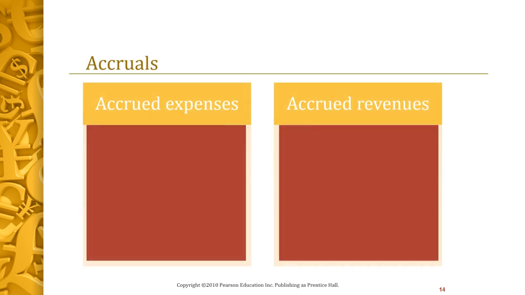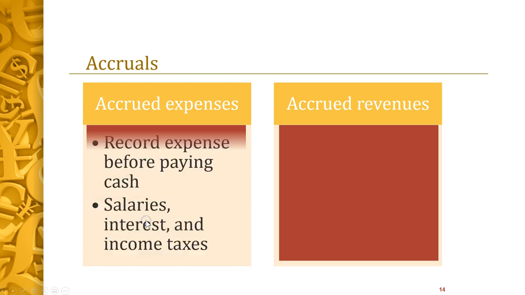Now let's take a look at accruals. Now accruals, they're not on the books at all. What are accrued expenses? Well, accrued expenses would be to record expense before paying the cash. An example would be it's the end of the month. You have salaries you owe, but you haven't paid them. You may have interest that is accrued on some notes, or you might have taxes payable, or you could have utilities payable. These would be the kind of accrued expenses.